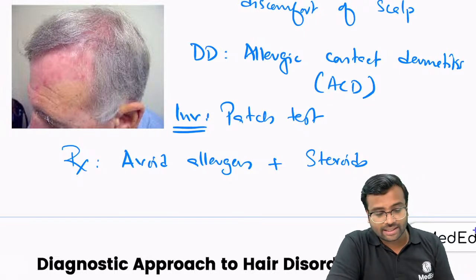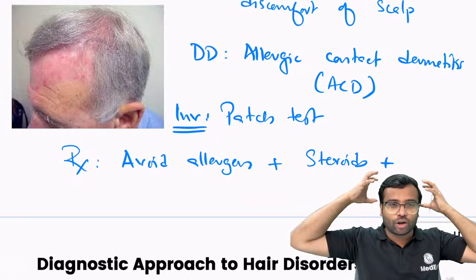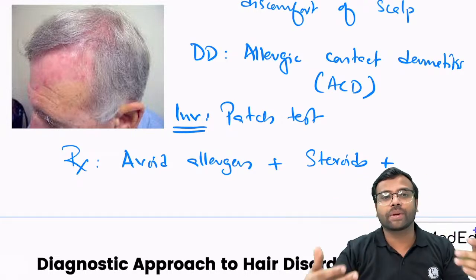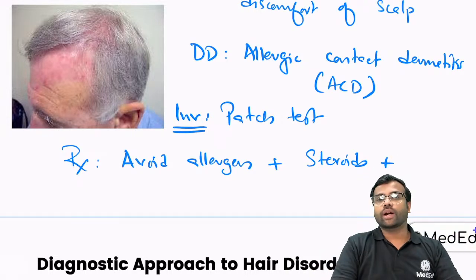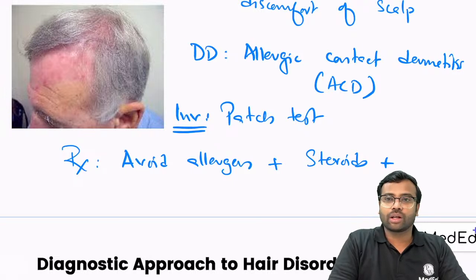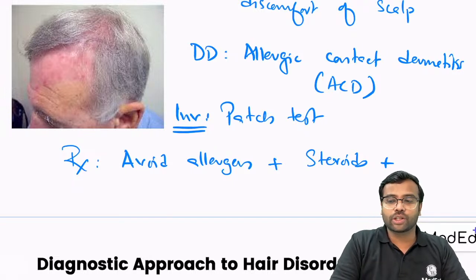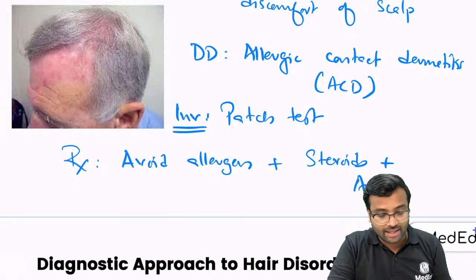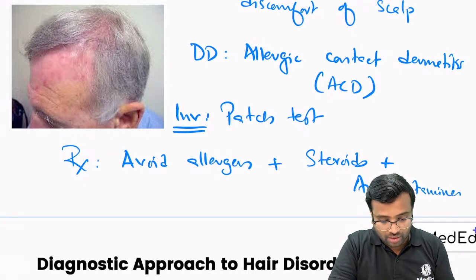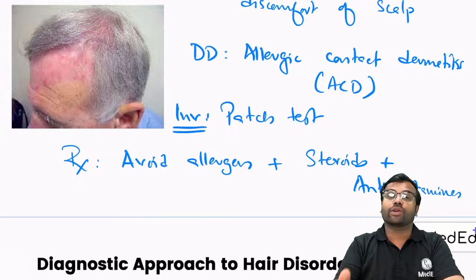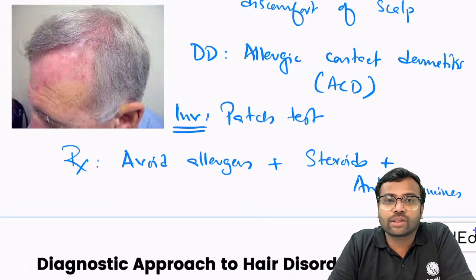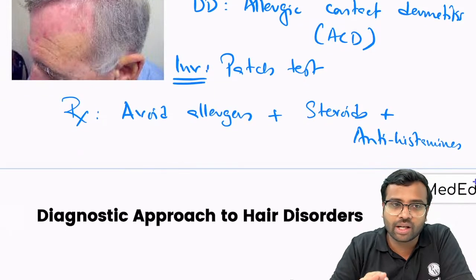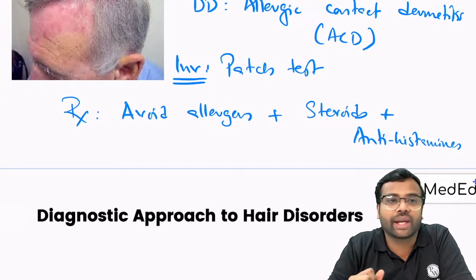If it is going to be extensive, like in this patient, you may have to go for an oral steroid as well. And since the patient is also complaining of itching, what can be prescribed to this patient? Yeah, we can give antihistamines as well. So like cetirizine, levocetirizine, loratadine, so all those things. So antihistamines can also be prescribed in this patient. That is how you can essentially manage this patient.